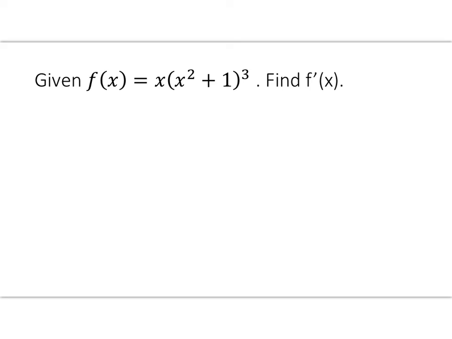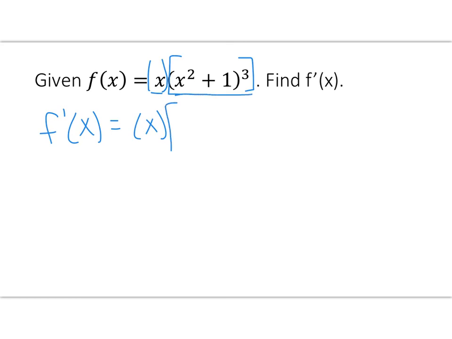All right, this one involves, again, the product rule and the chain rule, but in a different order. So f of x equals x times x squared plus 1 to the third. So my first function is x. My second function is that x squared plus 1 to the third. Okay, so when I'm doing a product rule, f prime of x is equal to the first, which is x, times the derivative of the second.